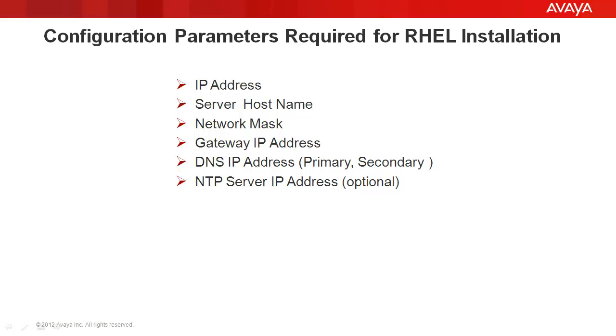The basic configuration parameters required for the standalone configuration are the core IP address, the server host name, network mask, gateway IP address, the DNS IP address, primary and secondary if available, and optionally the NTP server IP address if you're going to be using one with this configuration.